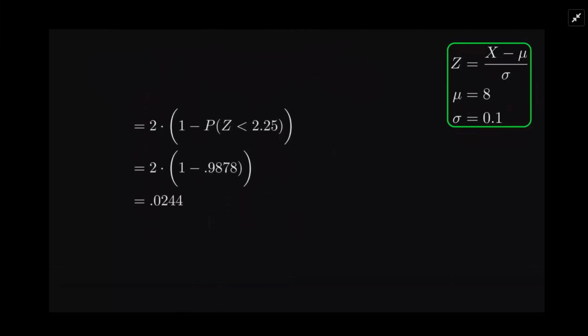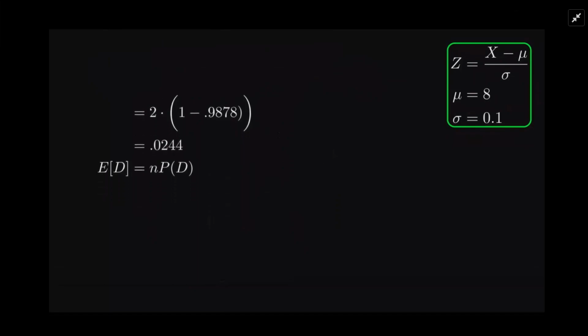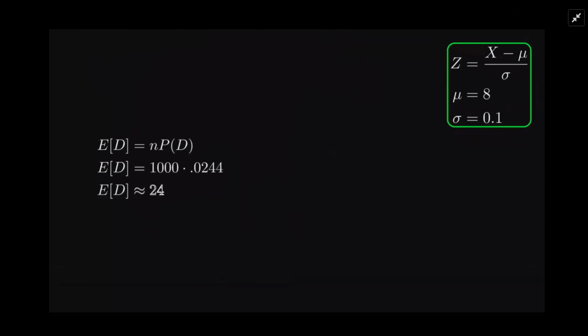Now if we have 1,000 samples, we want to get the expected number of defective items. I'm using D for defective items. So we just multiply 1,000 times the probability. They want us to give this as the nearest whole number. So that will be 24.